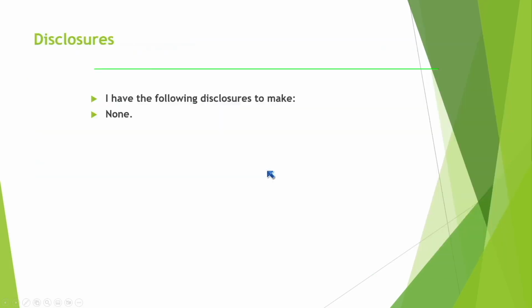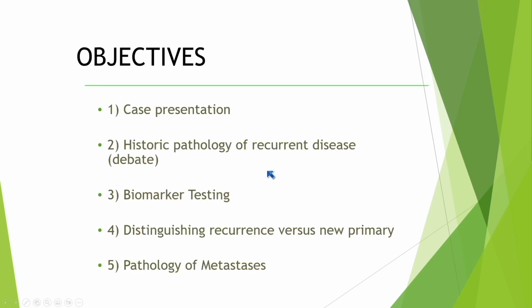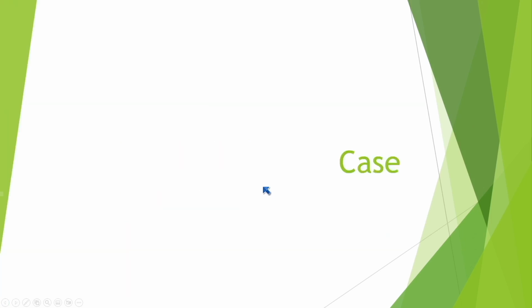So here's me, here's the Cleveland Clinic. I have no disclosures. So for today, it's a little long, but I'll make sure we don't go over. It's a case presentation. Then we're going to talk about the historic pathology of recurrent disease, biomarker testing, recurrence versus new primary, and then the pathology of metastasis.